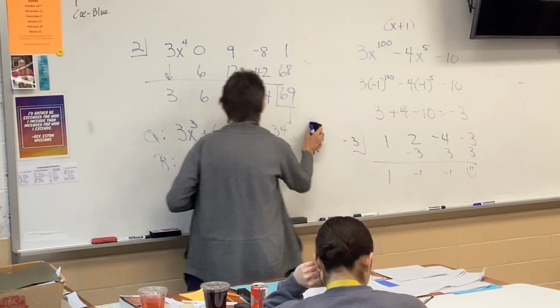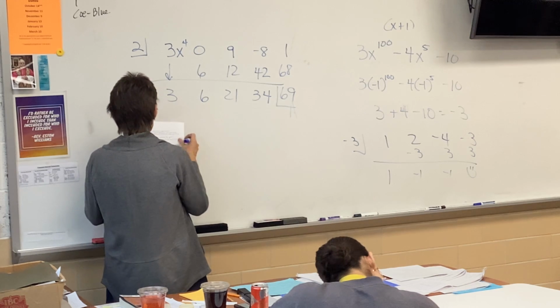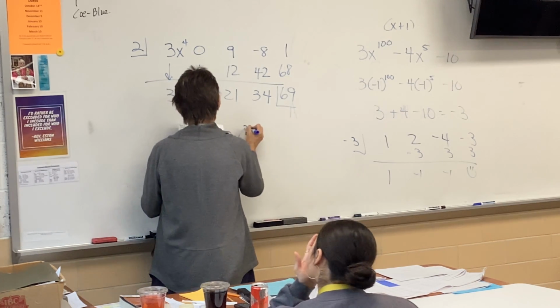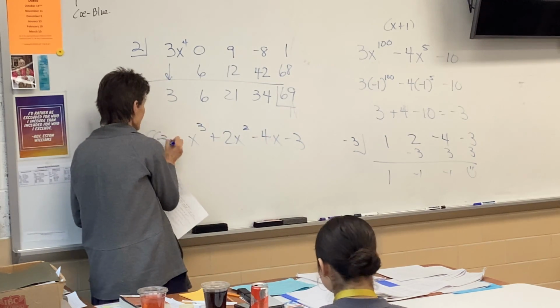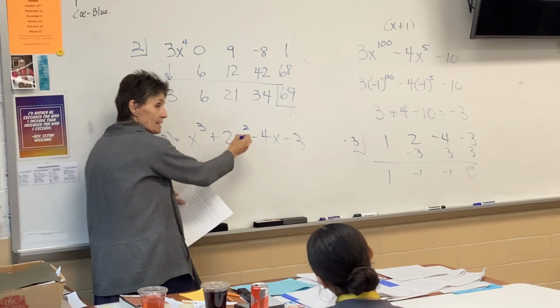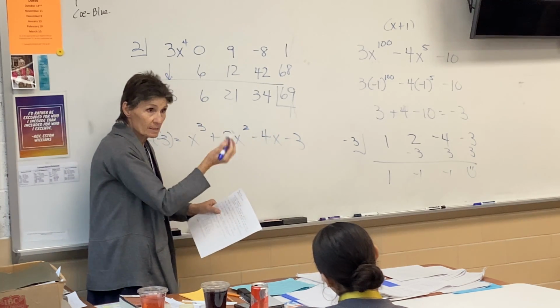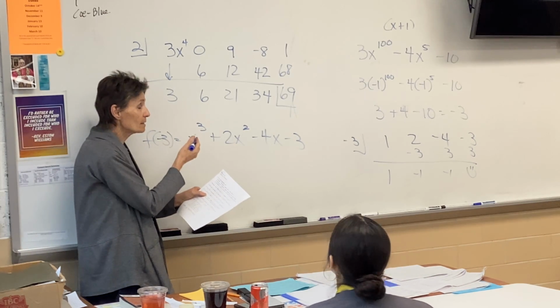Could you, instead of doing the division, that wasn't bad division, but instead of doing that, could you have plugged -3 into this? Could you have plugged -3 into here? Sure. And what will happen? You'll get 0. That's how you can find the remainder, by plugging in.